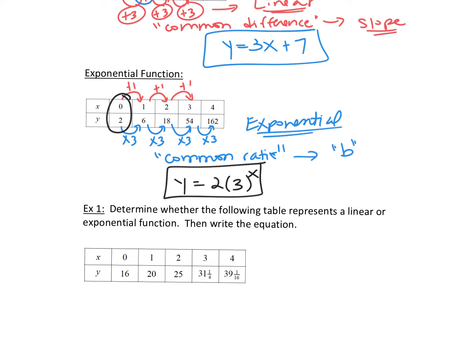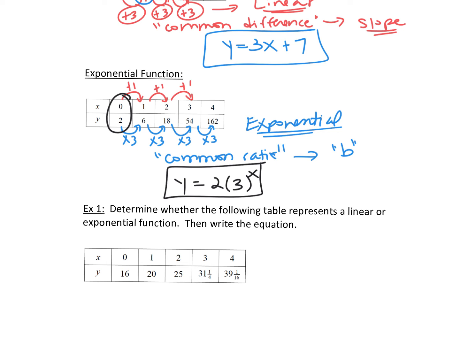And that's how I would write the equation based on the table. Again, keep in mind what this means. It means that the y values are tripling every time. What percent increase is that? If somebody asked you what percent increase, that's a 200% increase, right? Because it's increasing by 200% in order to triple.